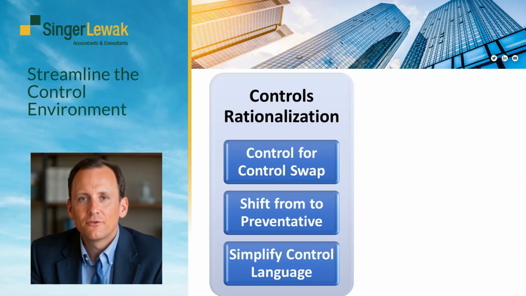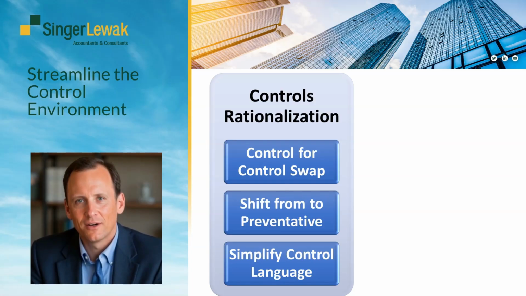Then, shift from detective to preventative. Detective controls, like monthly bank reconciliations, require significant manual effort and post-fact remediation. Prioritize implementing preventative controls, for example, system-enforced segregation of duties or hard-coded transaction limits, within your existing ERP and business systems. Preventative controls are inherently more efficient and require less sample-based testing.